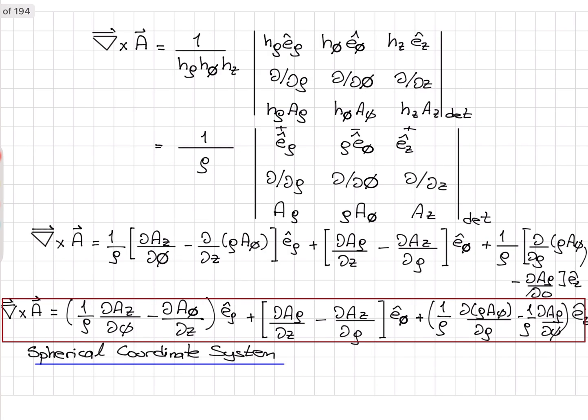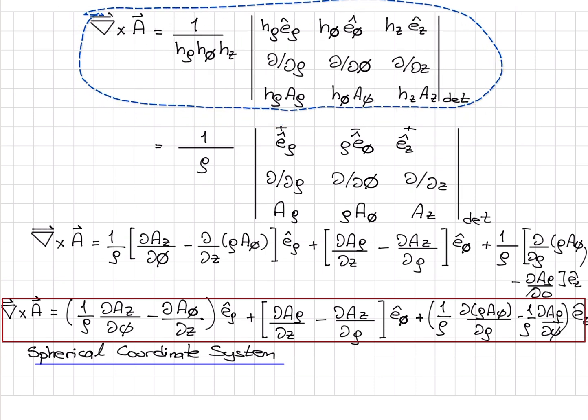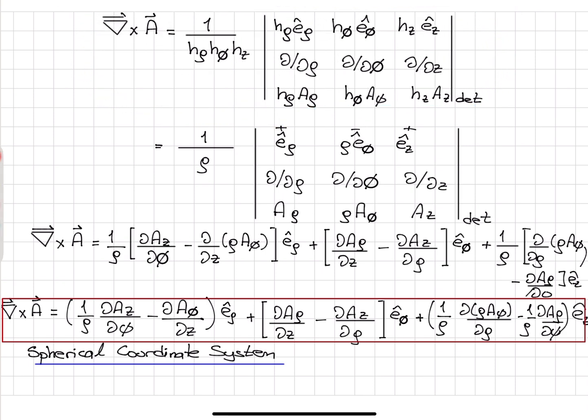The curl operation is performed by taking this determinant, so I have to consider 1 over product of the scale factors h rho e rho hat, h phi e phi hat, hz e z hat, e rho hat, rho e phi hat, e z hat, partial derivatives, the vector components multiplied by corresponding scale factors, so I only have rho a phi here. And the curl operation was performed with respect to the first row, e rho hat times del az del phi minus del z of rho a phi in e rho hat direction. And in this case, I don't have a z derivative of the rho, so the second term, rhos will cancel, and this will actually become minus del a phi del z e rho hat.